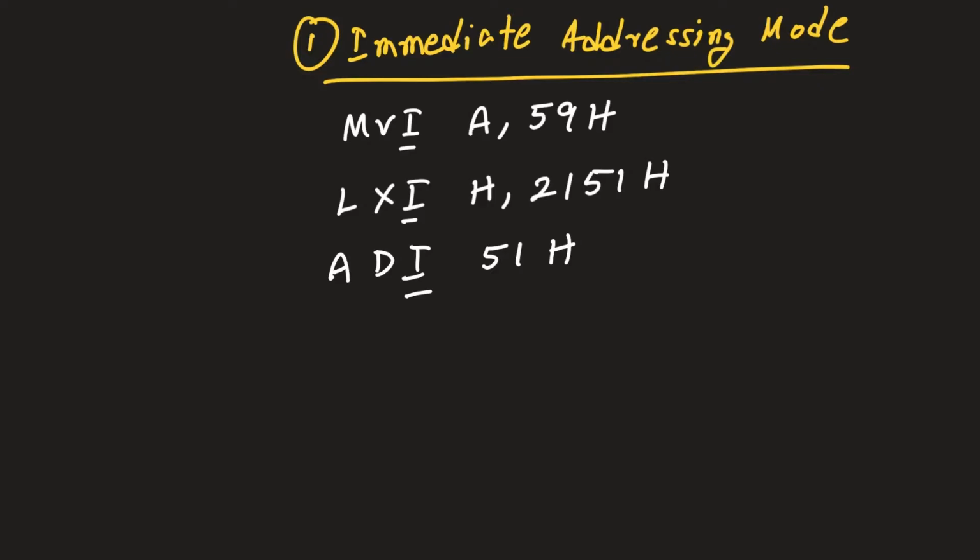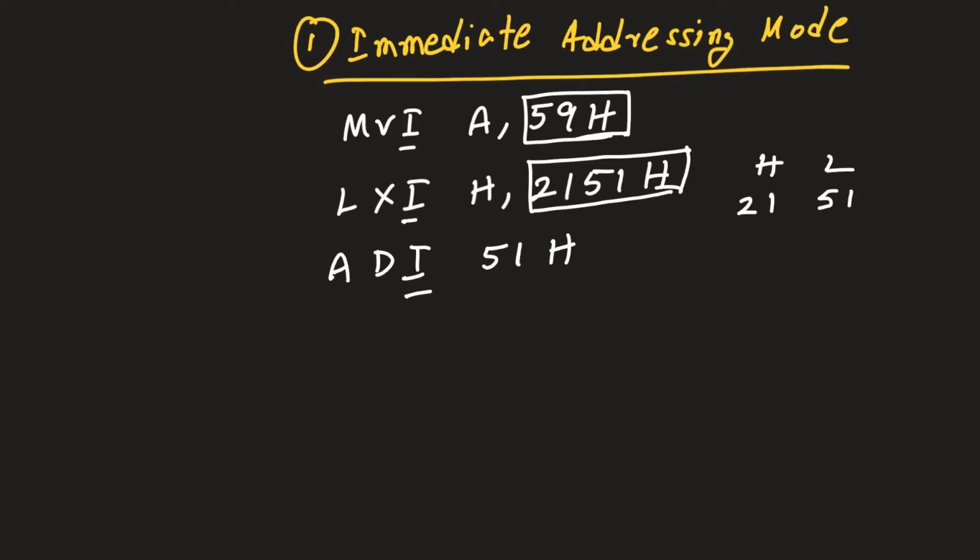The first instruction, MVI A,59H, loads the accumulator with 59H, which is already mentioned in the instruction. Similarly, the second instruction, LXI H,2151H, loads the HL pair with this 16-bit data. 21 will be stored in H and 51 will be stored in L register.